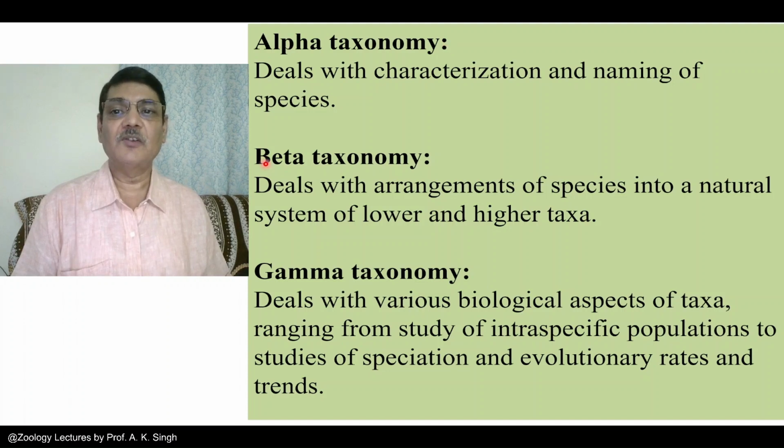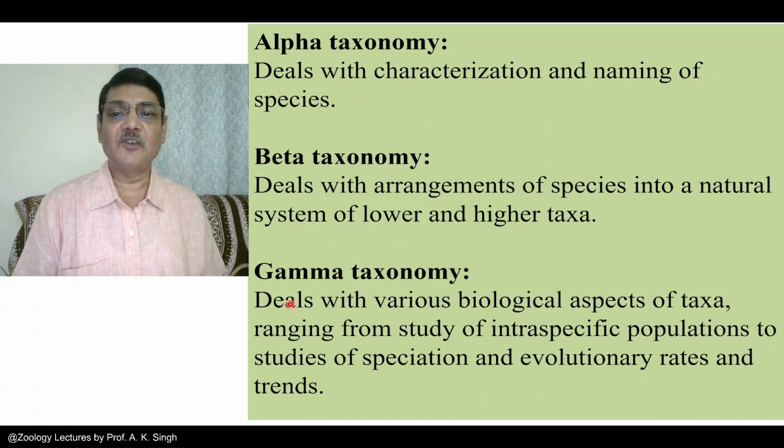The second term is beta taxonomy, which deals with arrangement of species into a natural system of lower and higher taxa. That is, when you classify the organism into its kingdom, phylum, class, order, family, genus, and species, that is dealt with as beta taxonomy.